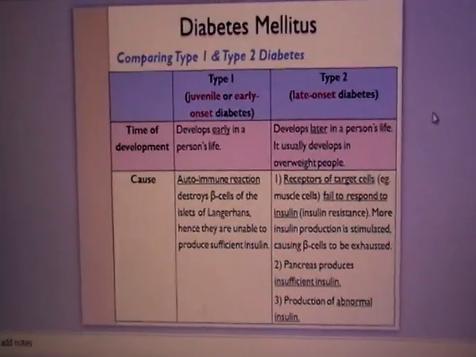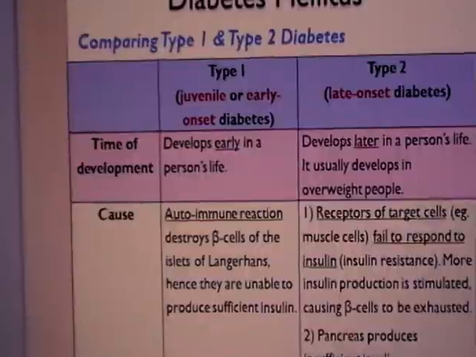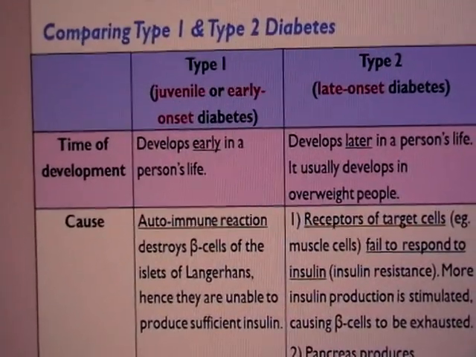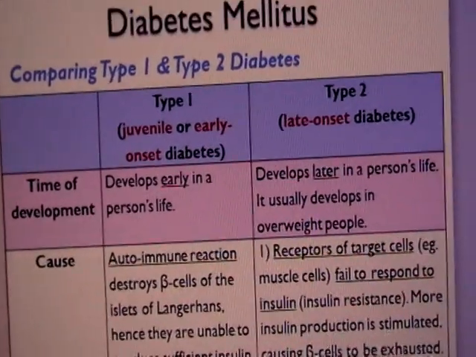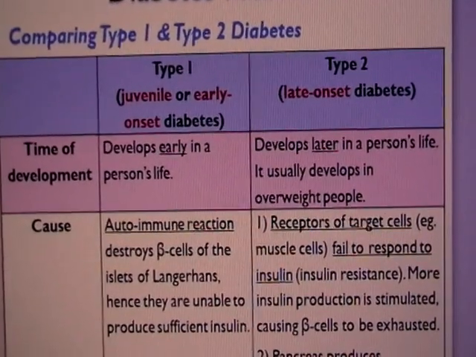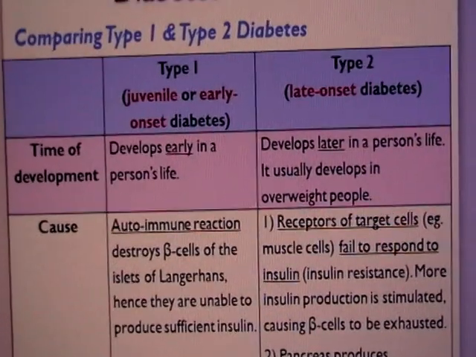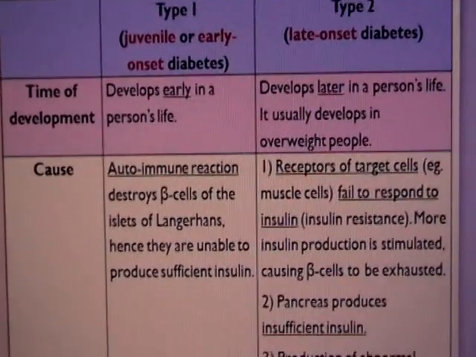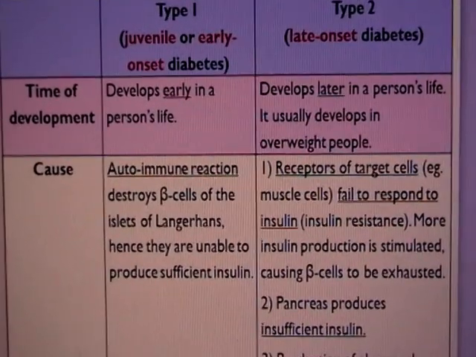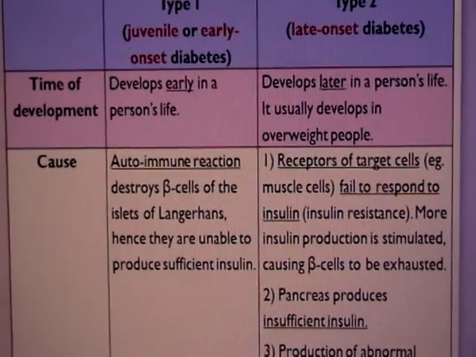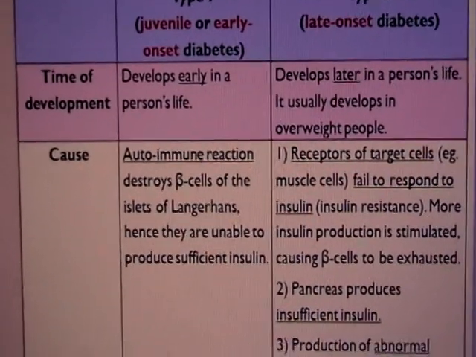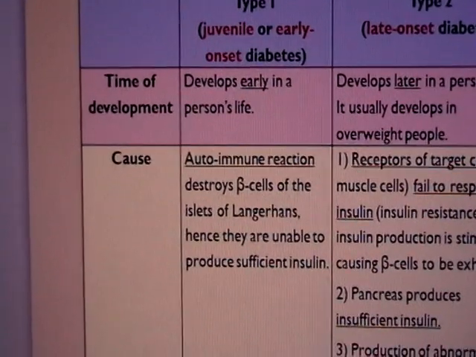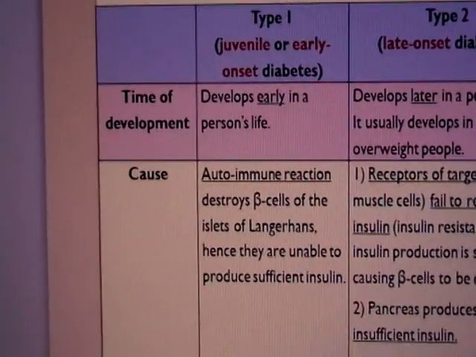For type 1 and type 2 diabetes, here are the main differences. Type 1 usually develops early in a person's life, whereas type 2 usually affects adults; they develop it later in life. And take note, interestingly, it is usually overweight people that will develop this condition. Back to type 1, the type of diabetes that affects young children.